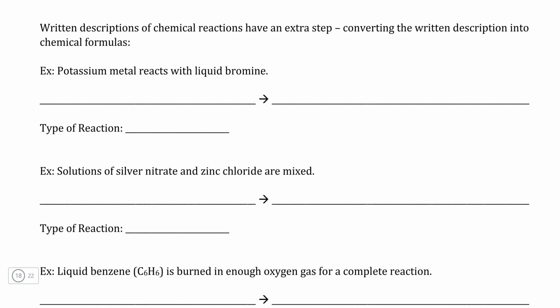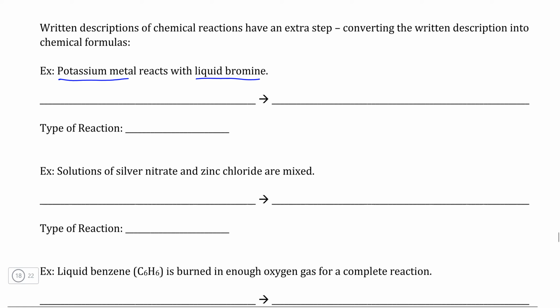Now, a variation on this type of problem involves converting written descriptions of chemical reactions into a balanced chemical equation, but once again, the steps remain the same. All that we need to do is read the description and figure out what type of reactants are reacting together.